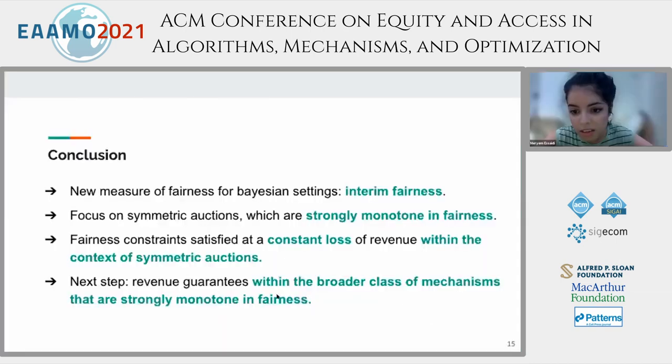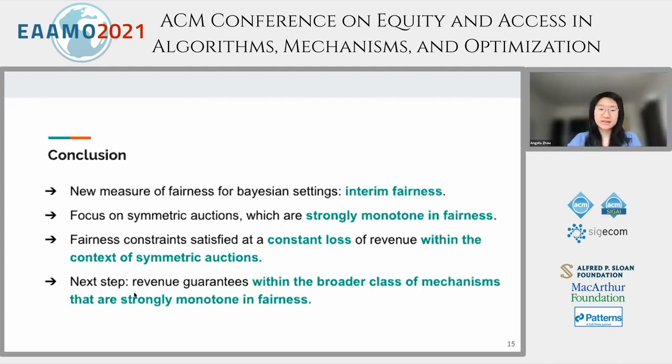So for this last question here, it's harder to define the broader class of mechanisms that is strongly monotone in fairness. An interesting thing would be to try to find auctions that are not symmetric, but that are still strongly monotone in fairness, and see how well you can do within that class, and then compare BREV to that, or try to come up with an auction that is not necessarily symmetric, but that does better while still satisfying strong monotonicity in fairness. Does that answer your question?